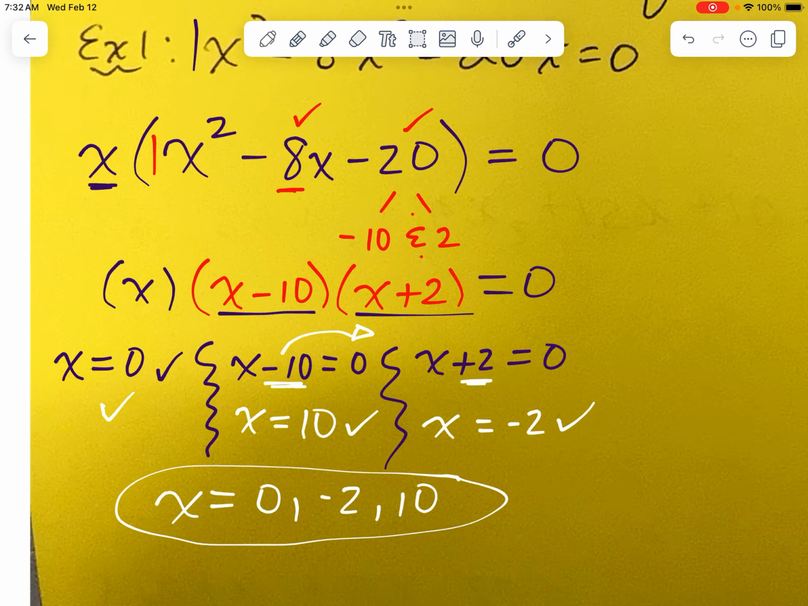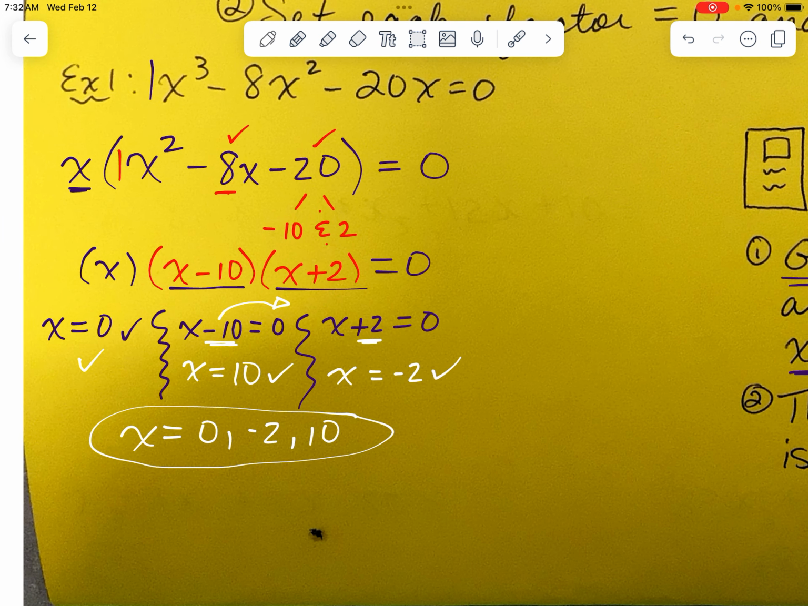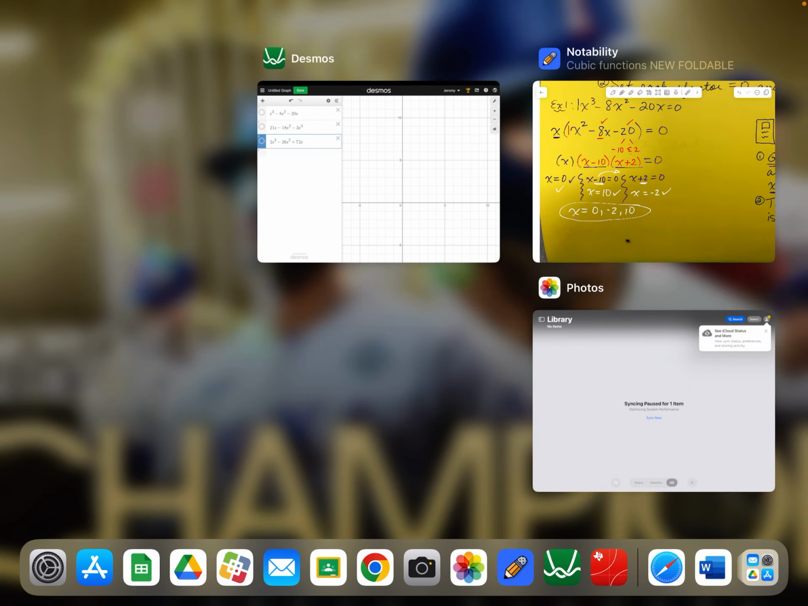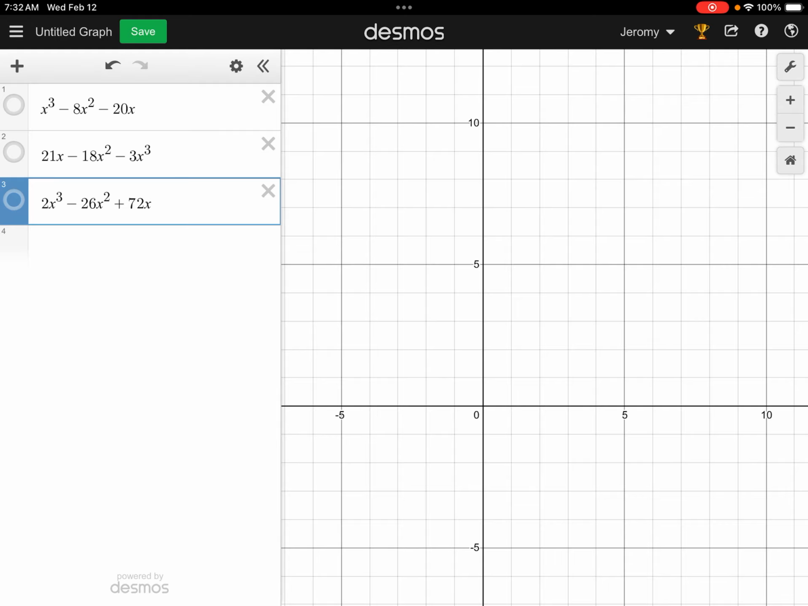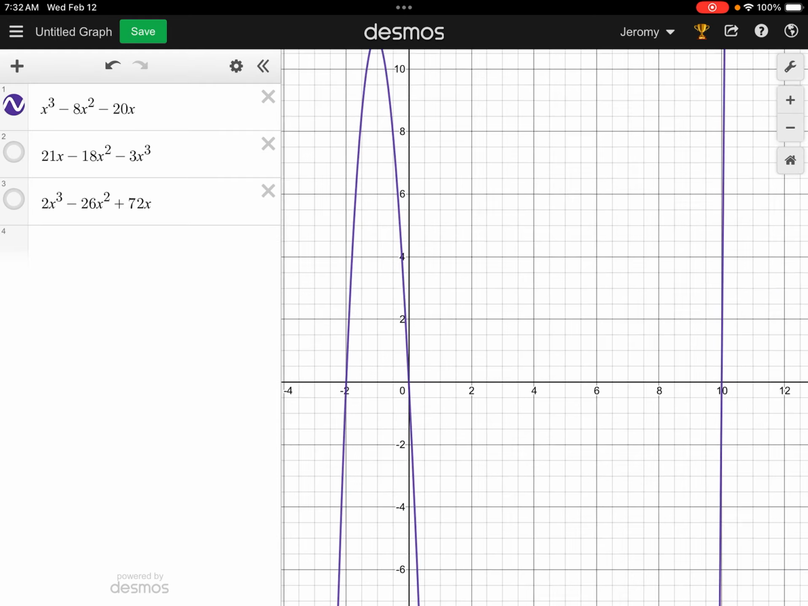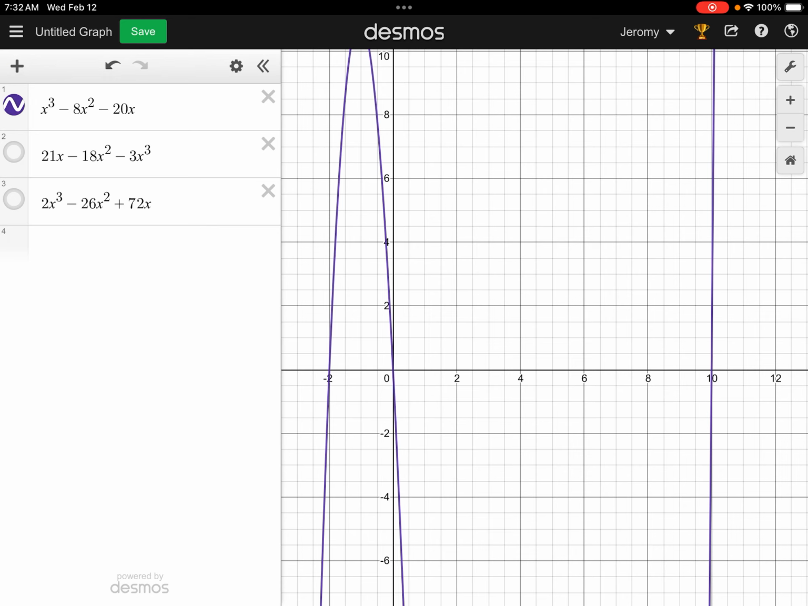So what does that look like graphically? 0, negative 2, and 10. Let's fire up Desmos here. So here is the equation that we had in our problem, and we're looking for where the graph crosses the x-axis. Well, you can see right here it crosses at negative 2. We only want the x value. You can see here it crosses at 0. We only want the x value. And again, 10, we only want the x value. So negative 2, 0, and 10, those would be my answers graphically. So you can just graph those and get your answers.